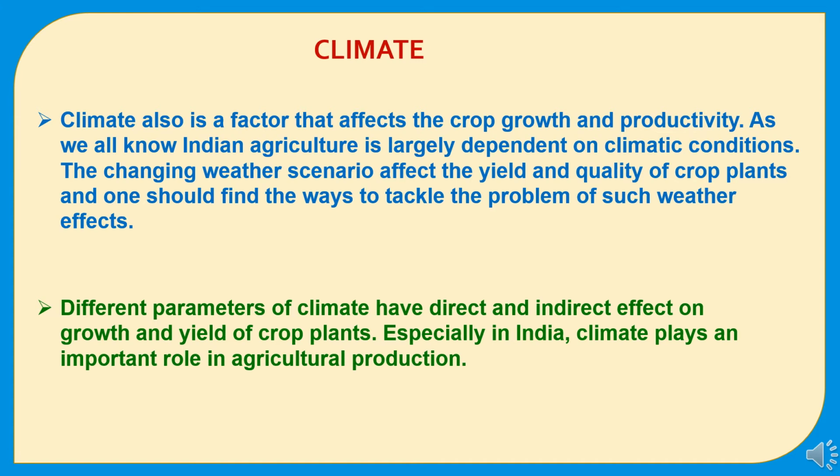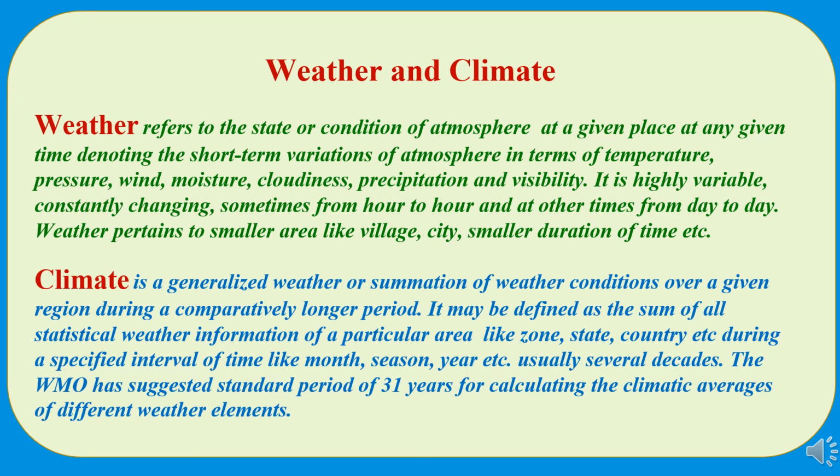Different parameters of climate have direct and indirect effects on growth and yield of crop plants. Especially in India, climate plays an important role in agriculture production. Weather and climate. Weather refers to the state or condition of the atmosphere at a given place at any given time, denoting the short-term variations of the atmosphere in terms of temperature, pressure, wind, moisture, cloudiness, precipitation and visibility. It is highly variable, constantly changing, sometimes from hour to hour and at other times from day to day.